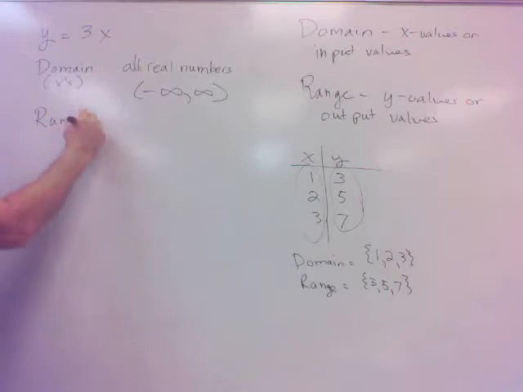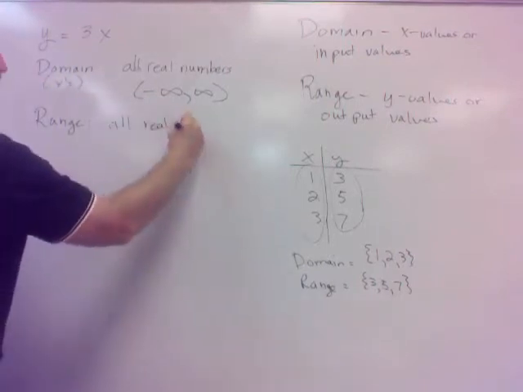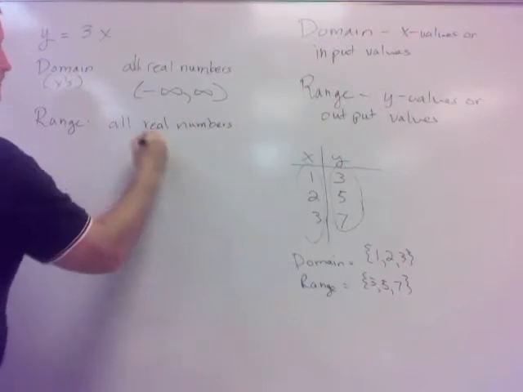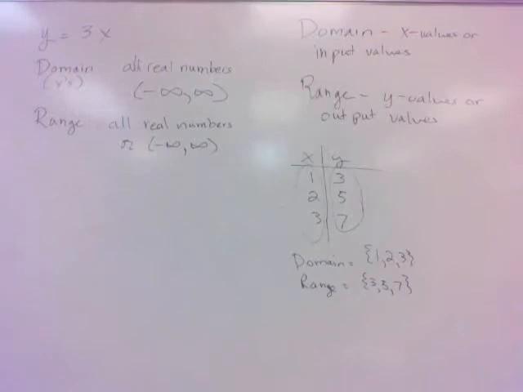Then what about the range? Well, that's a little trickier sometimes, but you just have to think. If I plug in any real number here, what's y going to come out to be? Well, it depends on what the x is, but if x is a 2, then you got 6. If x is a 3, you got 9. If x is a negative 2, you got negative 6. So can y be anything too? Yeah, y can be positives. It can be negatives. It's all real numbers too. So it's also negative infinity to positive infinity.